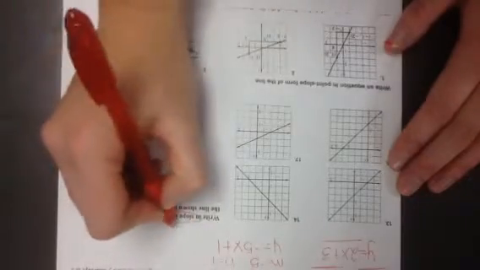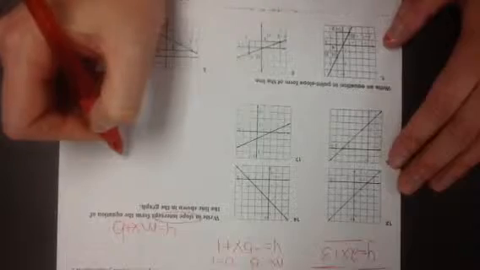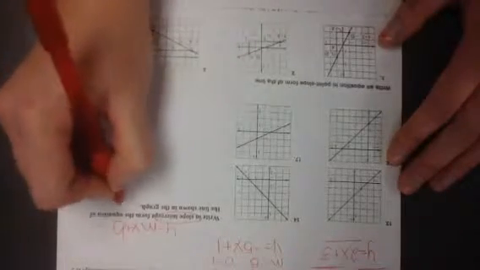So then, for the second section, write in slope-intercept form the equation of the line shown in the graph. So slope-intercept form, what is that again? y equals mx plus b. Alright, so we need a slope, and y-intercept.